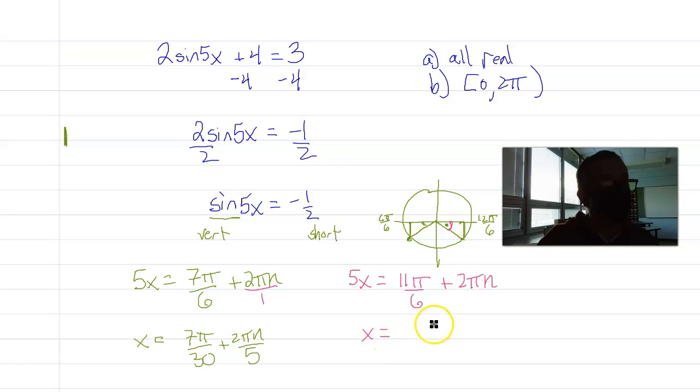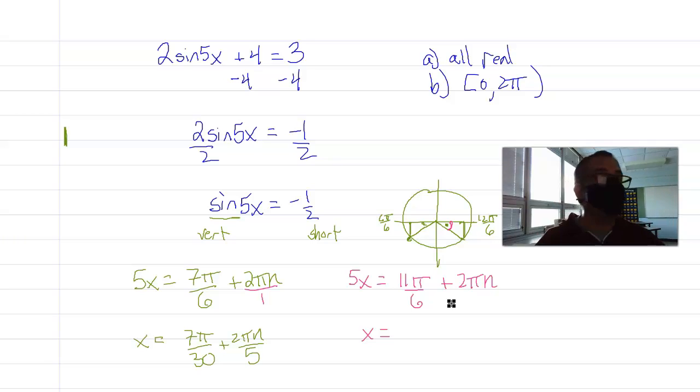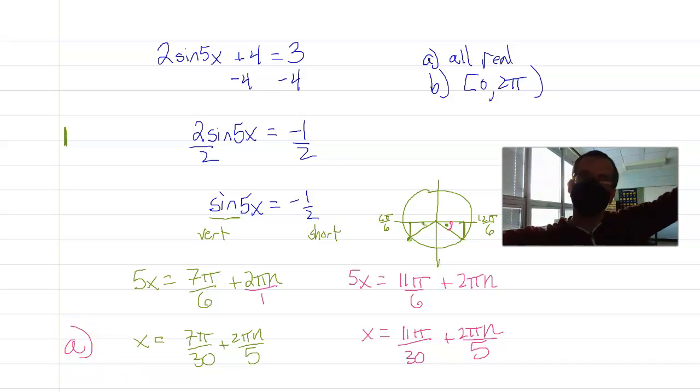X will equal, maybe pause the video before I do it. Maybe I'll just stand here and stare stupidly. Okay, and now that I've done that, I'll have 11 pi over 30 plus 2 pi n over 5. Now, if the question is all real numbers, part A, I am done. I'm done for part A.